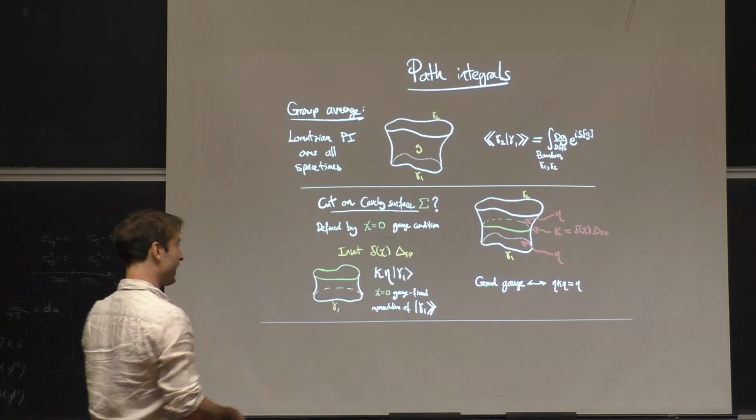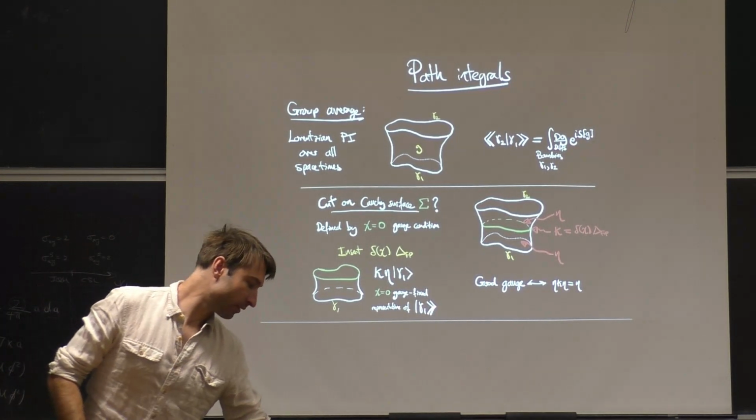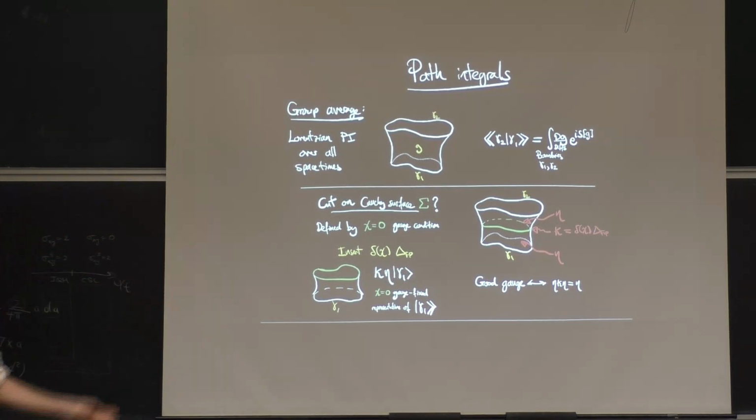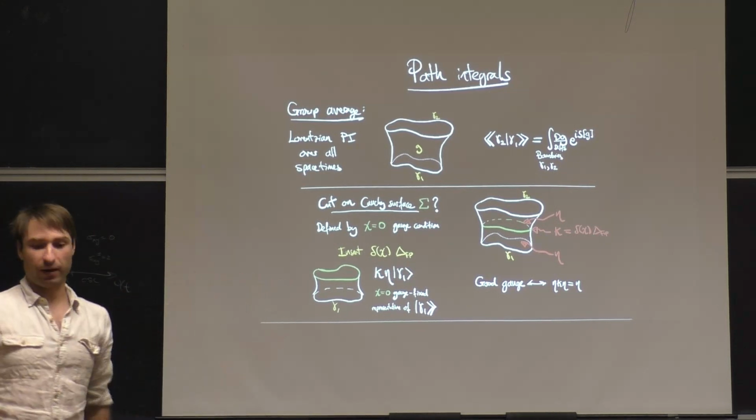So this formula we had before, that maybe I didn't comment on too much, of the fact that this kappa is a generalized inverse to the group averaging, is geometrically just the statement that we can cut and glue path integrals in a neutral way.